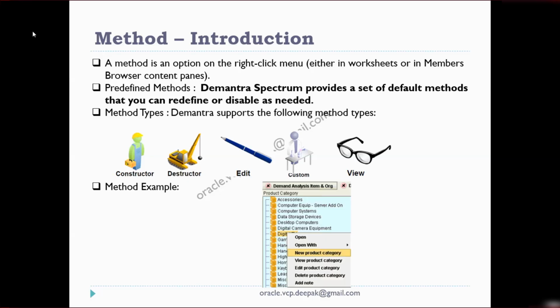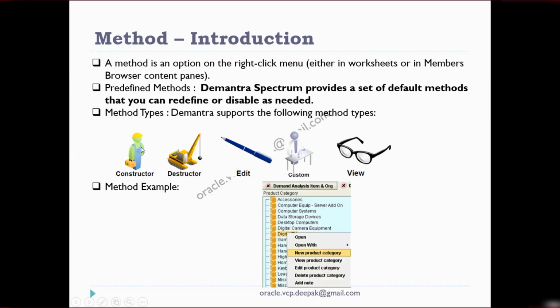Of course you can hide them. This is what we have seen in the collaborator workbench admin. In admin you can hide these methods because you should not create any organization or item directly in Demantra. So you can put some restrictions around that.